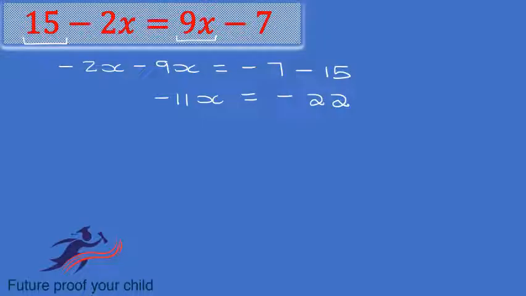To get x alone, I need to divide by negative 11. What I do on the left-hand side, I do on the right-hand side. Negative 11 divided by negative 11 cancel, so therefore I've got x. The negative and the negative cancel, and therefore 22 divided by 11 is 2. Therefore, x is 2.